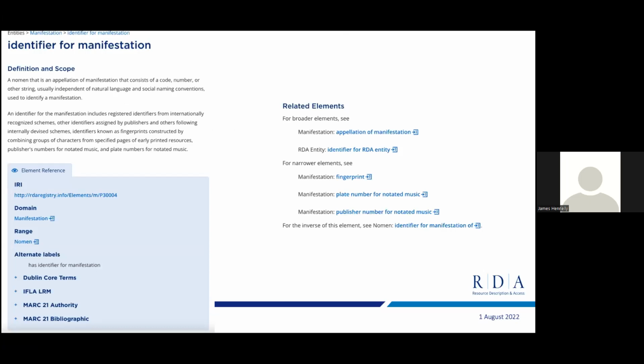So the definition and scope up at the top, as is the element reference, this is on the left-hand side of the slide. All of this stuff is generated dynamically whenever we do another release of RDA Toolkit from what's in the GitHub instance. And then on the right-hand side of this slide, you also see the related elements for identifier for manifestation. It's broader, it's narrower elements, and the inverse of it. And so once again, this is all content that is generated dynamically from GitHub.